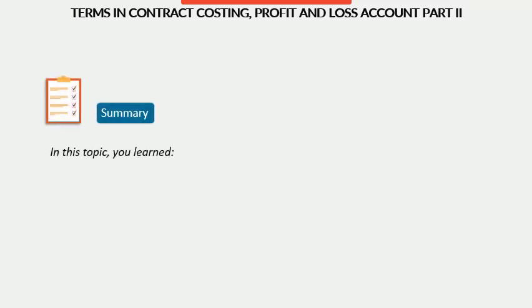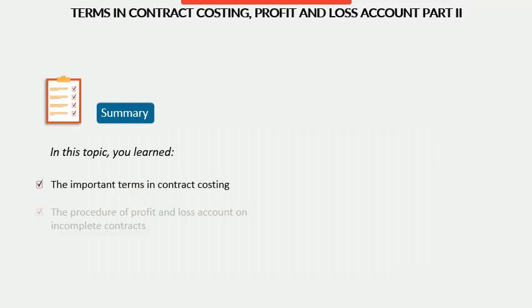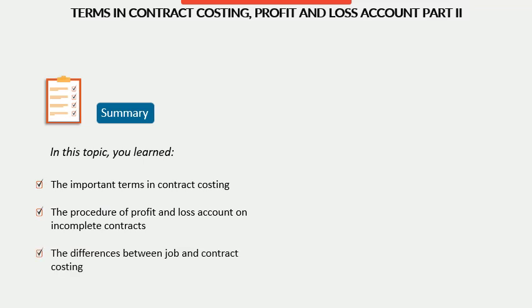Hope you have understood the important terms in contract costing, the procedure of profit and loss account on incomplete contracts, and the differences between job and contract costing.